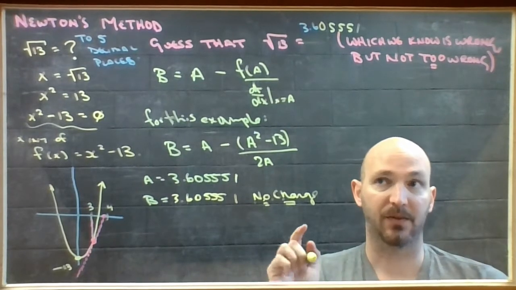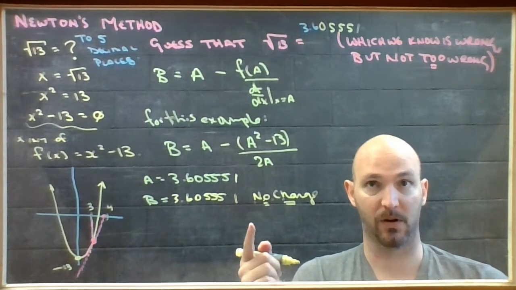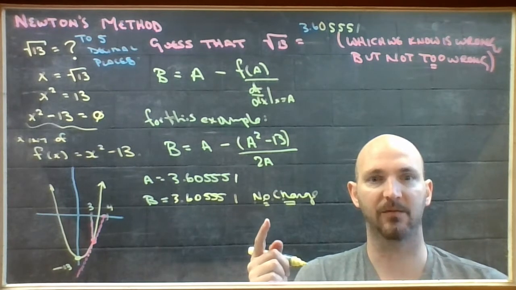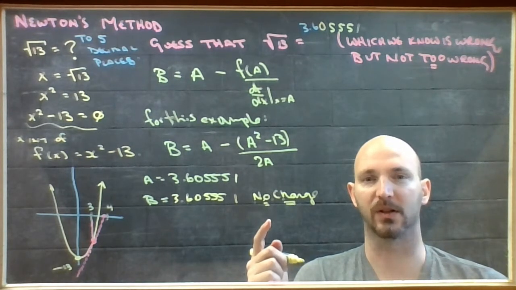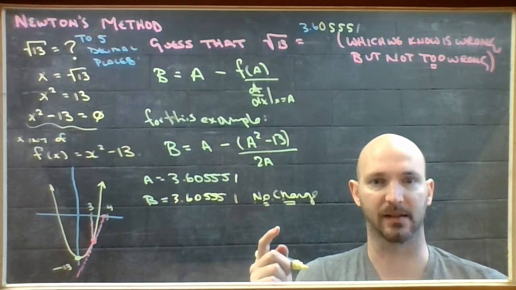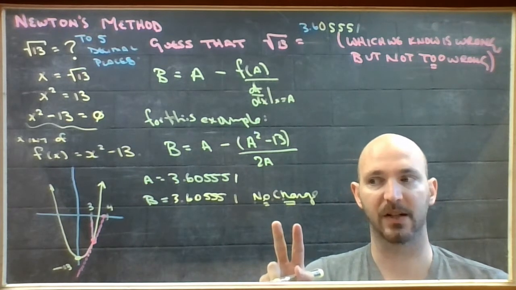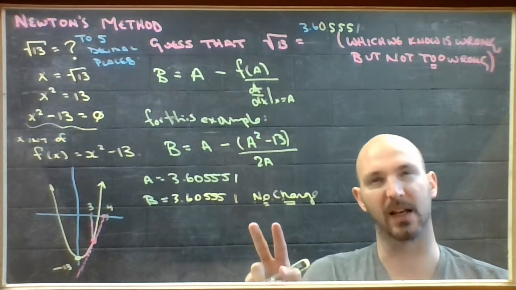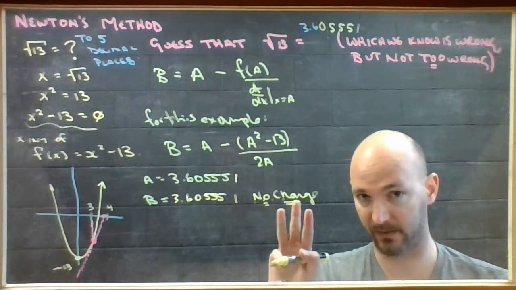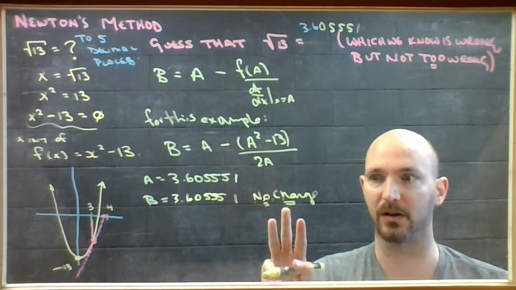So I guessed 3, and it was wrong. But that gave me something that was closer. It gave me 3.66666, which was wrong. It was my second iteration. So I tried it again through this process, and I got 3.606. That was my third guess, and that was also wrong.